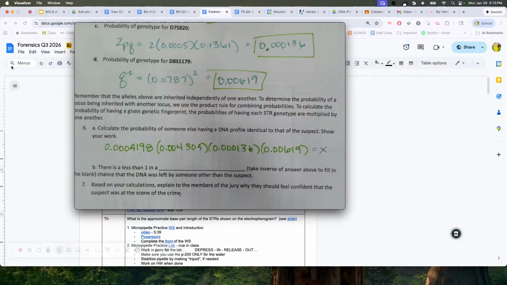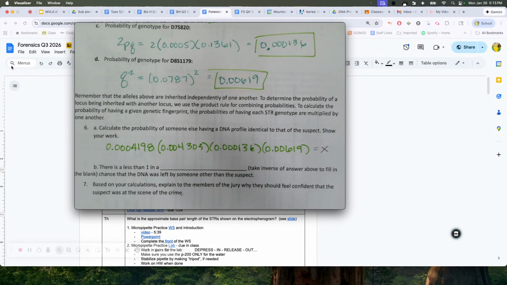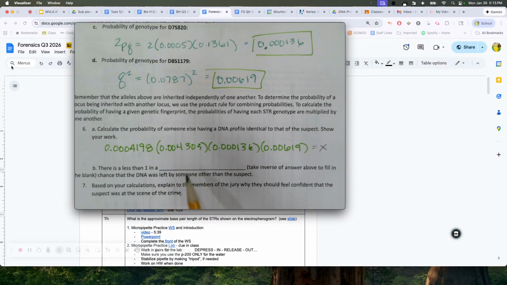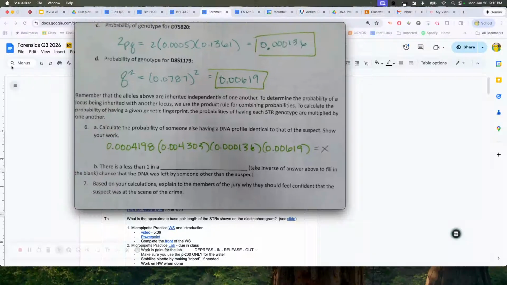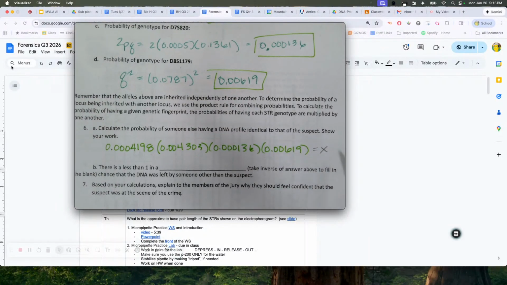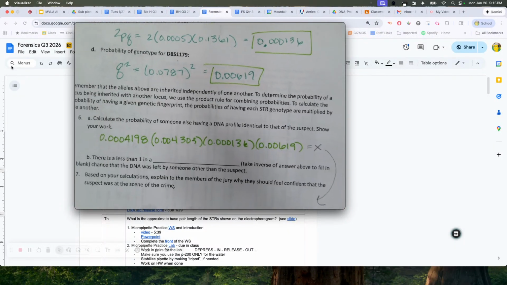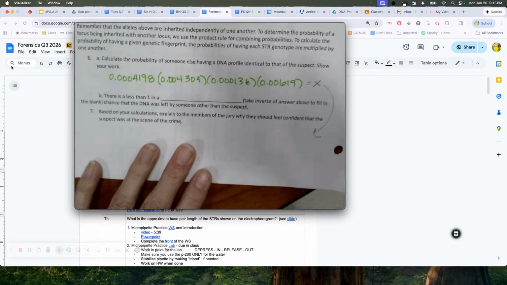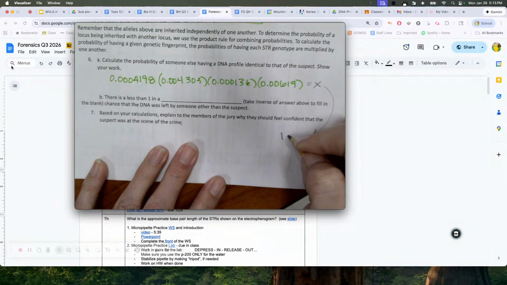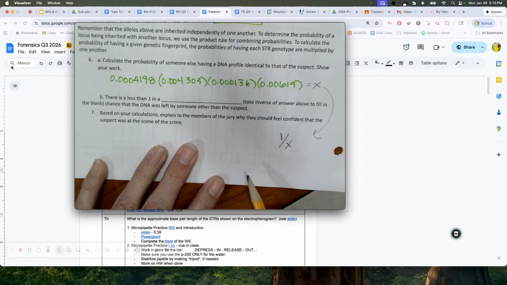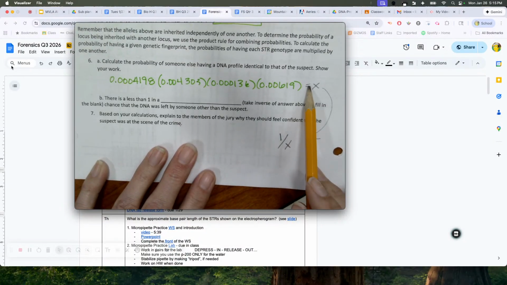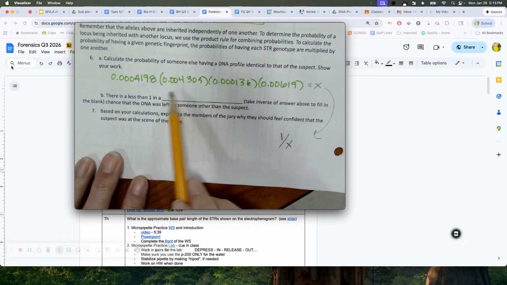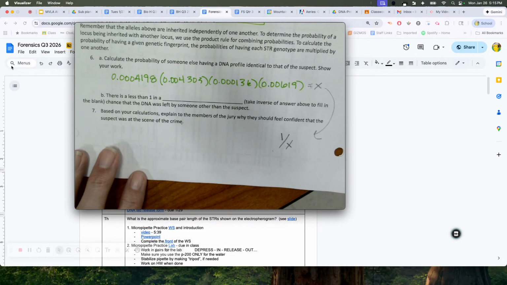So if we wanted to testify in court to say there is less than a 1 in fill-in-the-blank chance that someone else has this genotype, to do the math, and I didn't really give you space, so we're going to do it down here. You take the inverse of X. So with your calculators, go ahead and take your answer here, divide it by 1, and write in the answer, and answer number 7. This is due today.